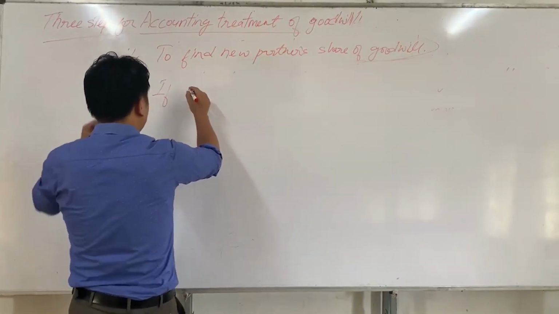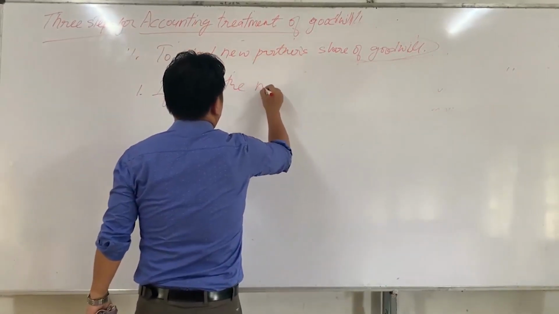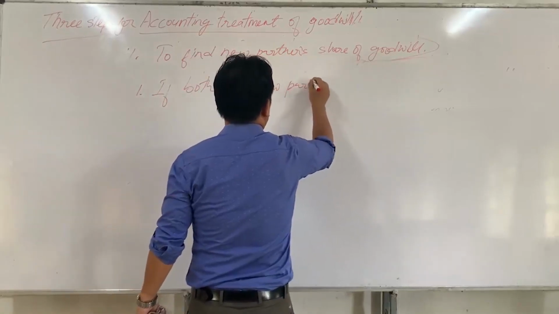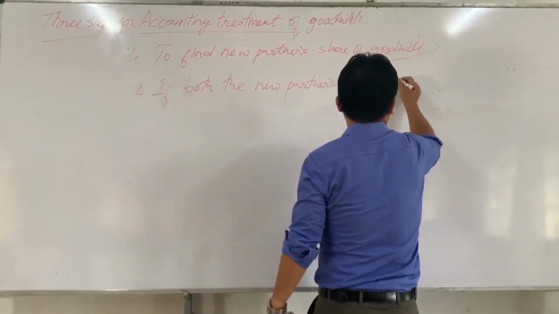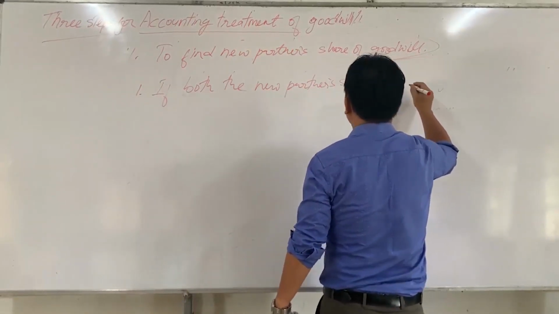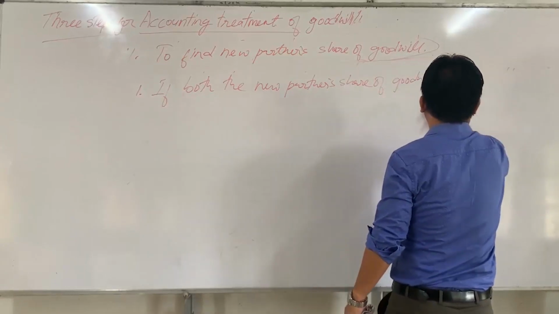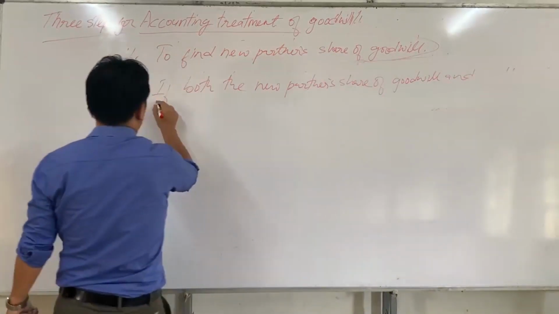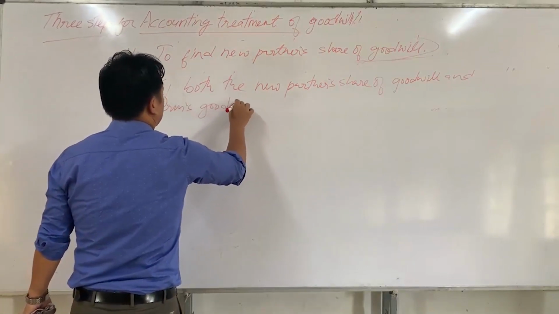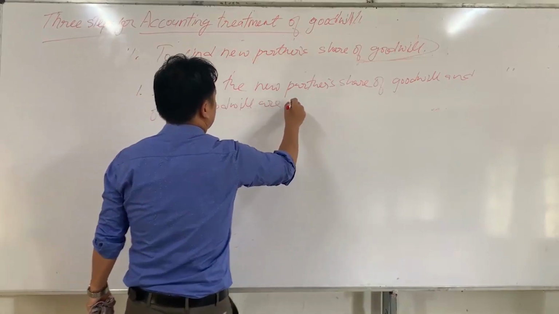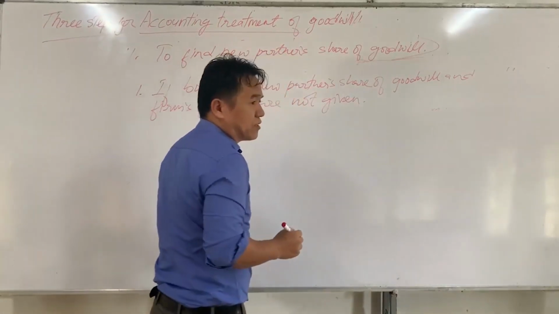Okay, now the third situation is if both the new partner's share of goodwill and the firm's goodwill are not given.